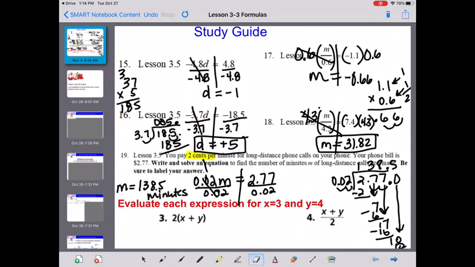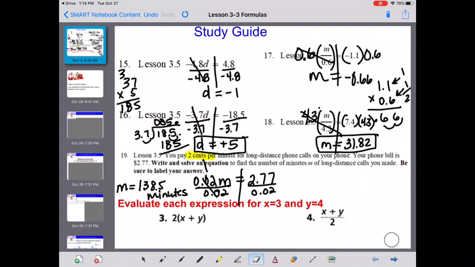Okay, my next problem. Evaluate each expression by substituting x equals 3 and y equals 4 into the original problems. So I'm going to swap out every variable for these two numbers and then solve using the order of operations. So 2 times (3 plus 4). Using the order of operations, I will do the parentheses first. 2 times 7. 2 times 7 is 14.